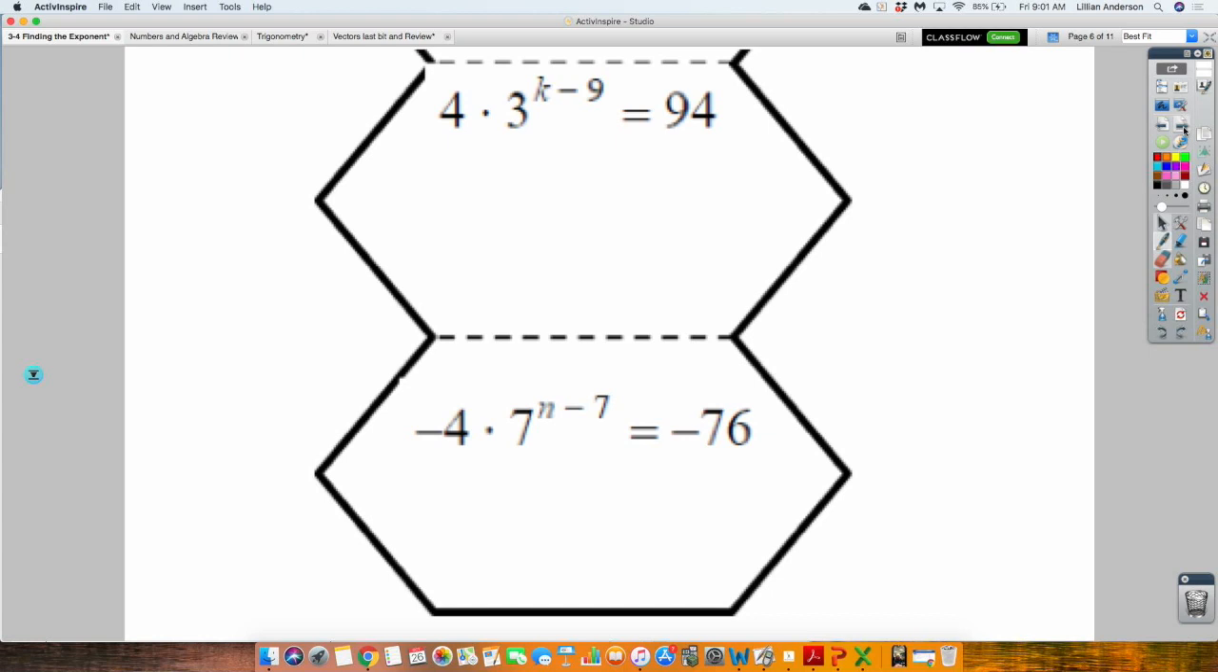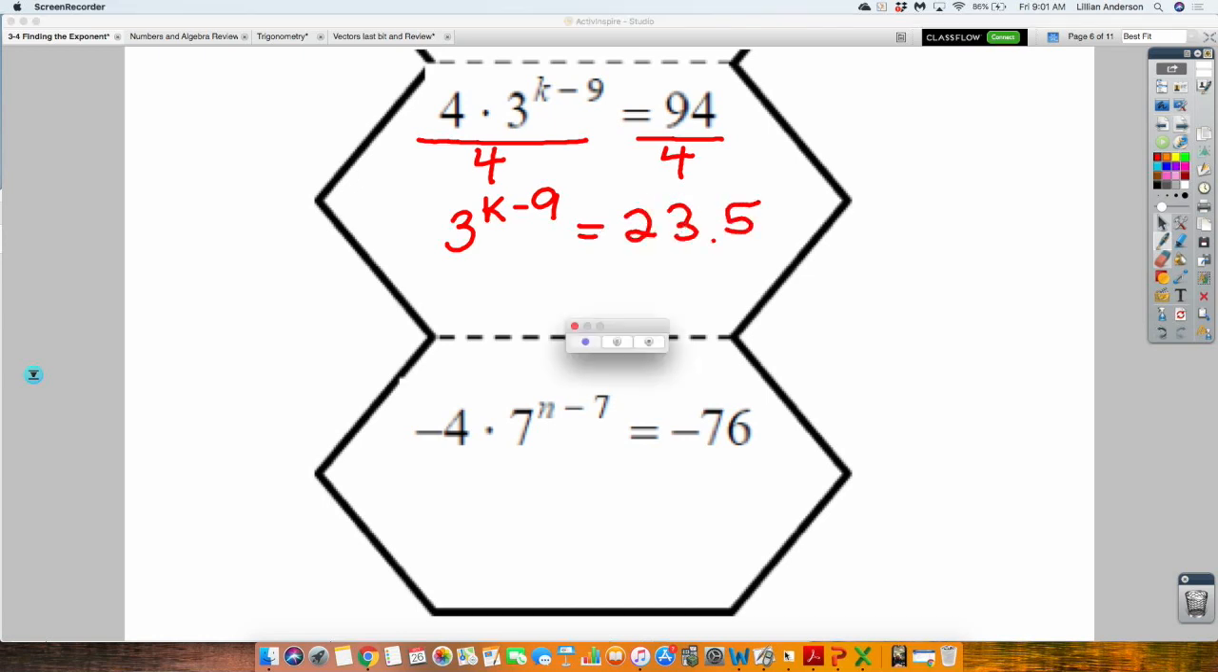Now, these examples are going to be more like the types of problems that we're going to be dealing with in geometric sequences, okay? As you can see, we have 4 times 3 to the k minus 9 equals 94. So the first thing we're going to need to do is get our base by itself. That means we're going to have to divide by 4 to start this problem off. So we're going to divide both sides by 4, and we're going to get 3 to the k minus 9 equals 23.5.